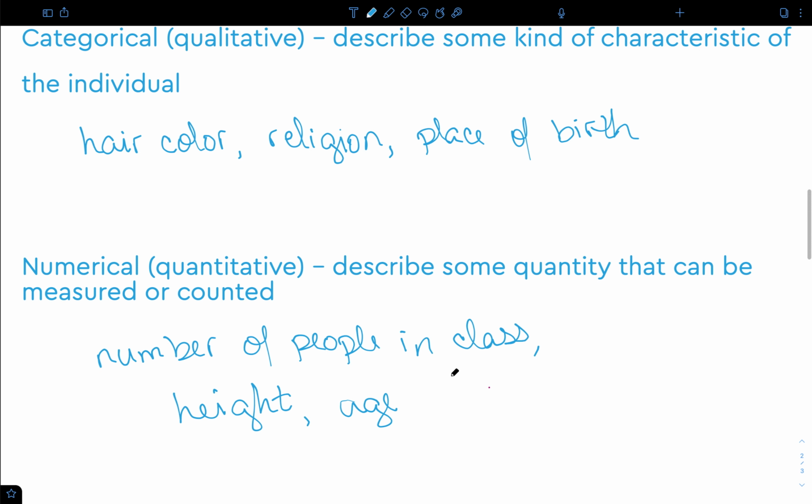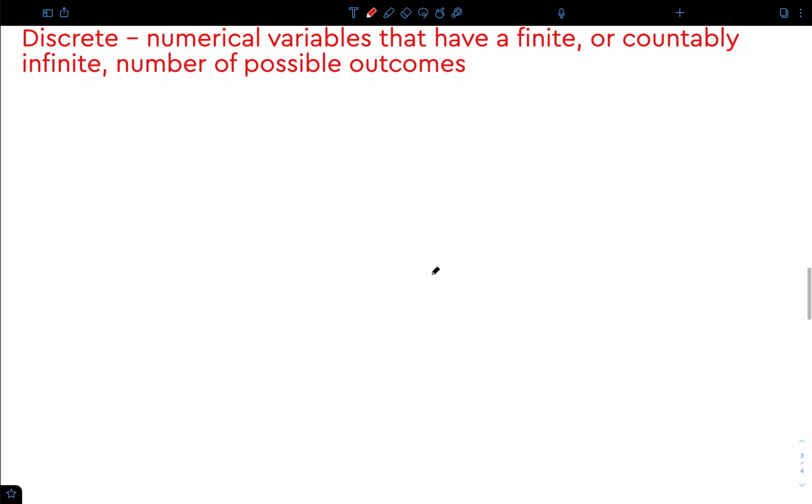And these numerical variables do have two subcategories that we need to consider as well. The first subcategory of numerical variables is discrete variables. And these are numerical variables that have a finite or a countably infinite number of possible outcomes. An easy way to distinguish discrete variables is that these are things that we can count. Anything that we count would be considered discrete.